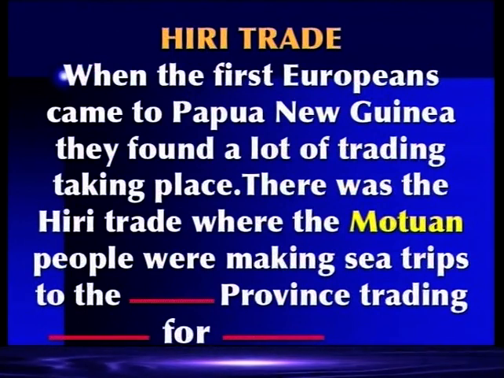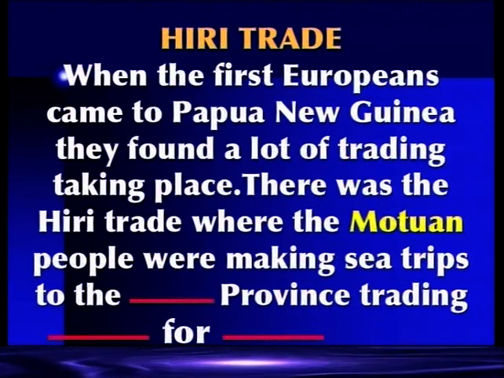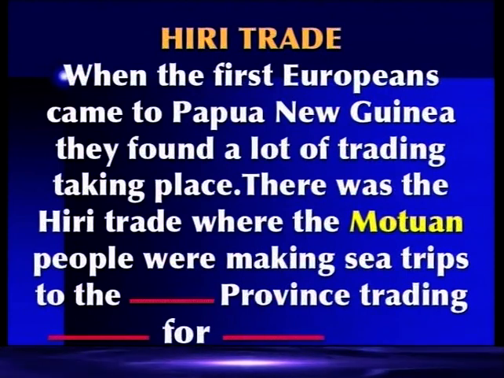Okay, the Hiri trade was the Motuan people trading with the Gulf people. The Motuans gave clay pots to the Gulf people, and the Gulf people gave sago. So they were exchanging clay pots for sago. The Gulf people didn't have any clay pots, they didn't make any clay pots. They had sago, so they gave it to the Motuans. Are you clear with that? On the Hiri trade.